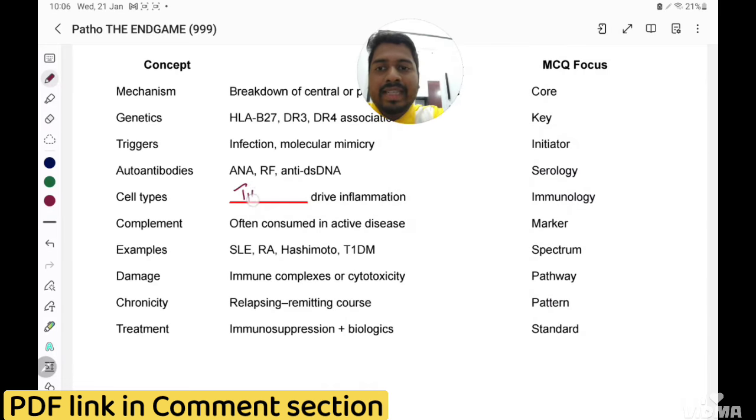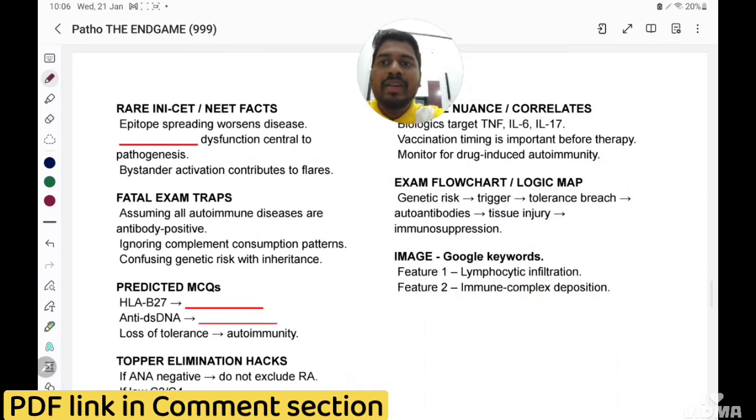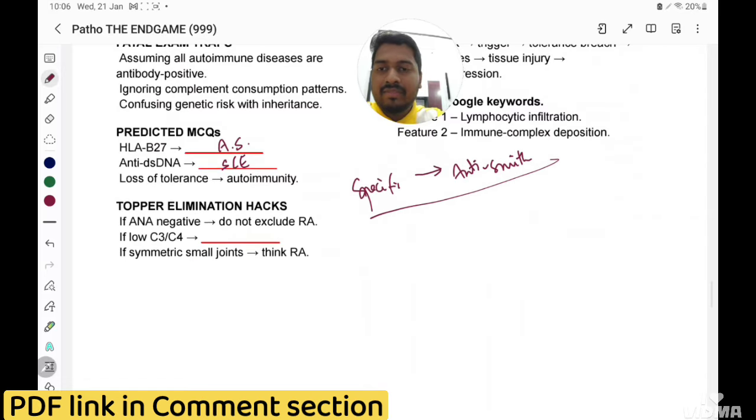Which type of cells? Th1 and Th17. These both are involved in driving inflammation in autoimmunity. Which dysfunction is central to pathogenesis? T regulatory cell dysfunction. Okay. Next, HLA B27, ankylosing spondylitis. Anti-dsDNA is seen in SLE. What is the most specific antibody for SLE? If you ask me, it is anti-Smith. Okay. Anti-Smith antibody is the most specific for SLE.